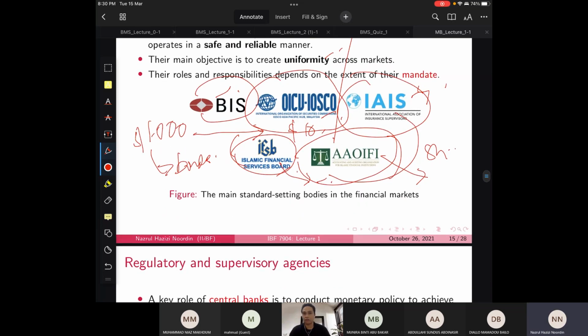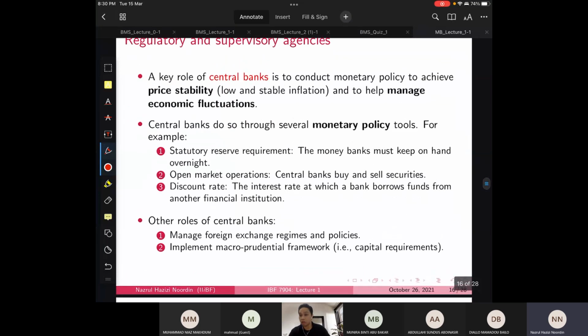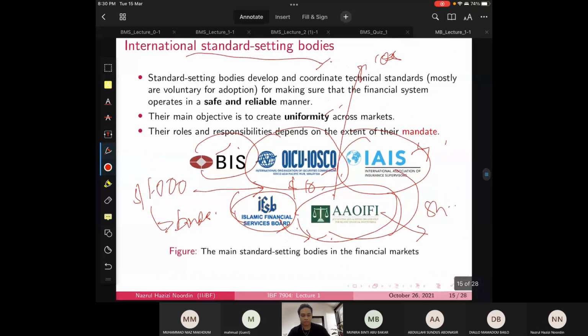Okay. Any questions so far? I just gave you a brief explanation about this. Of course, you need to do your own reading, right? So IOFI is the one giving the fatwas, right? Of course, you have other organizations as well. Is giving fatwas their only role?